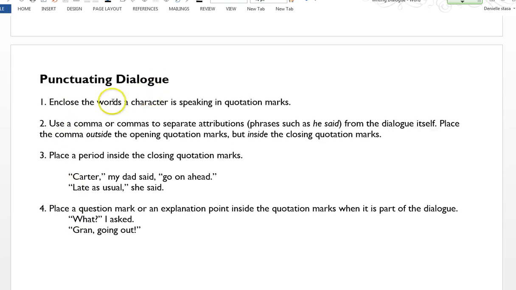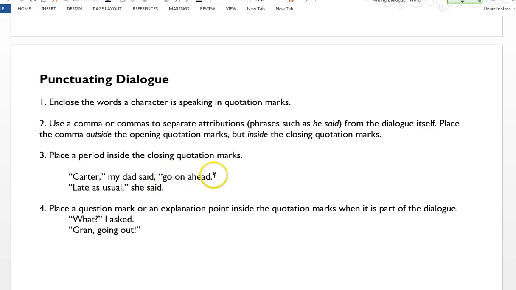So punctuating your dialogue, just a reminder: dialogue is the words a character is speaking, so they go inside quotation marks. We use commas to separate the attributions, phrases such as he said, from the dialogue itself. We place the comma outside the opening quotation marks, but inside the closing ones. So it always goes to the left. So here we start with dialogue, "Carter," and then the comma goes to the left of the quotation mark. My dad said, and then again, the comma goes to the left of the quotation mark, right?